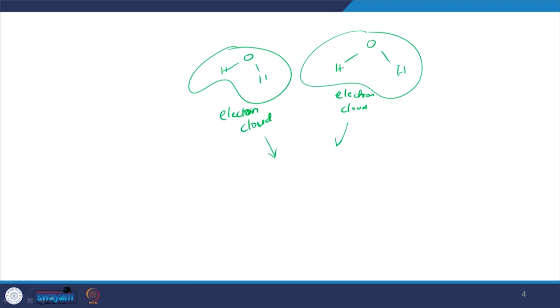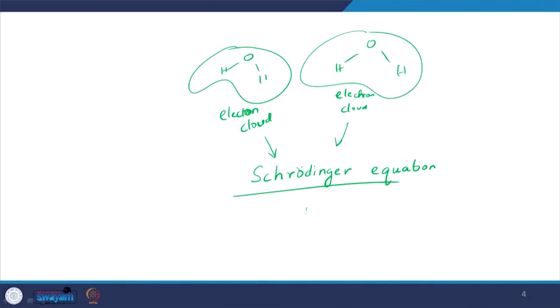So if I really want to find the interaction between these two electron clouds, what I should do is solve the Schrodinger equation, because the whole idea of considering the interaction at the level of electrons and protons and so on comes in the regime of the Schrodinger equation, right? So ideally we should solve the Schrodinger equation, find the interactions and feed that into molecular dynamics. In fact, that is exactly what is done in what is known as the ab initio molecular dynamics method.